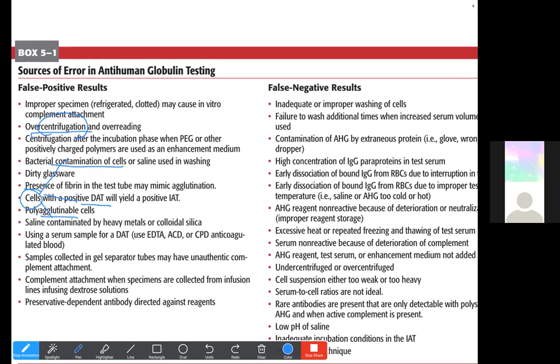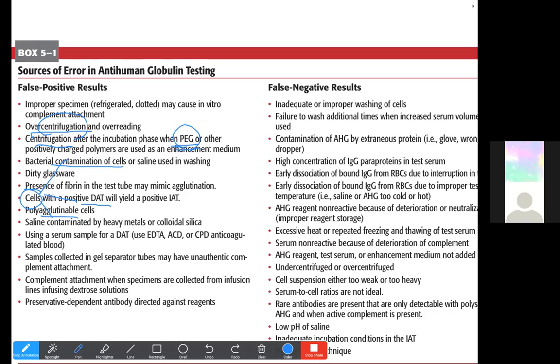Also, the time at which centrifugation is done matters, that is, if the centrifugation is done after the incubation phase when PEG has been added, because after PEG we do not need to centrifuge further. PEG is an enhancement medium that causes aggregation of cells. So after addition of PEG, we do not need to do the centrifugation. Centrifugation after the incubation phase when PEG or other positively charged polymers are used as an enhancement medium can also give rise to false positive results.